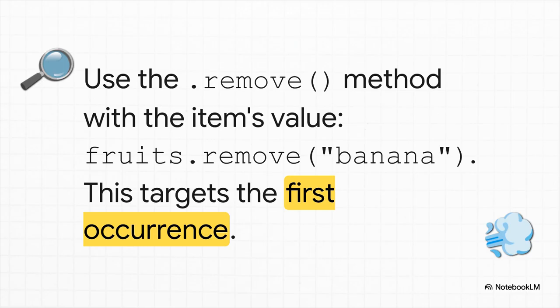Now, pay attention to this part. You tell it the value of the item you want to remove, not its index. So we say remove banana. And here's a little heads up. If you have multiple bananas, it'll only remove the first one it finds. And if banana isn't in the list at all, your code's going to crash. So you got to be careful with this one.